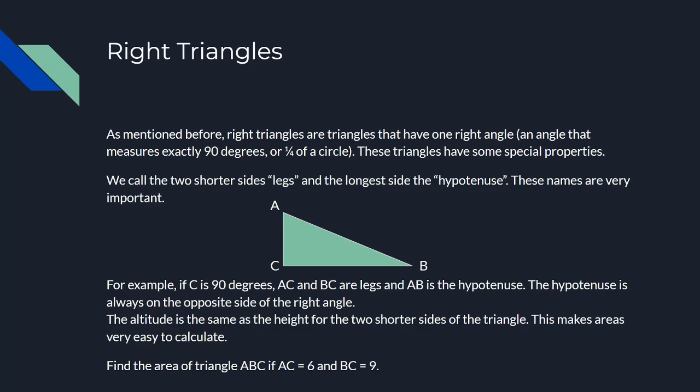The altitude is the same as the height for the two shorter sides of the triangle. So this makes areas very easy to calculate. So find the area of the triangle ABC if AC is equal to 6 and BC equals 9.